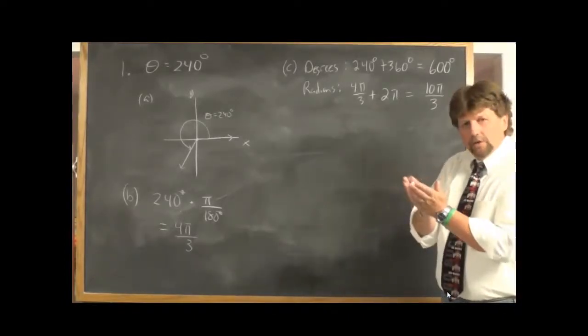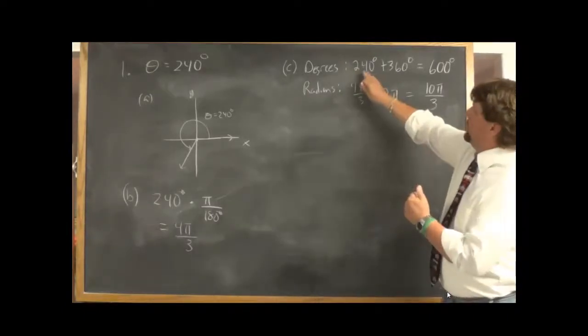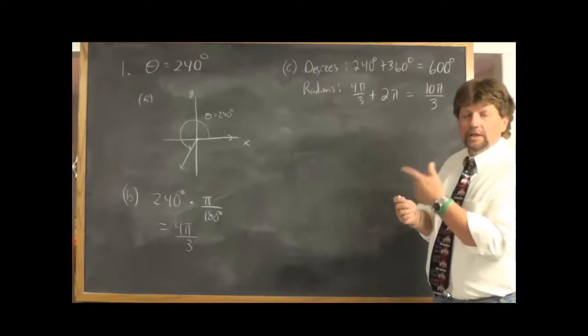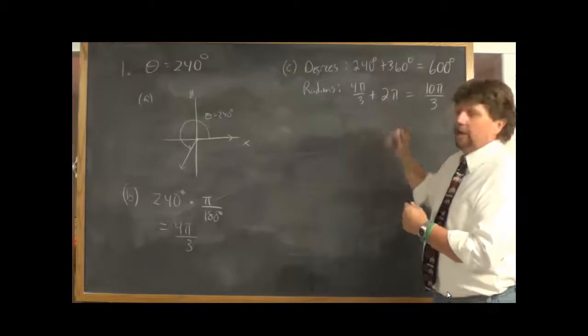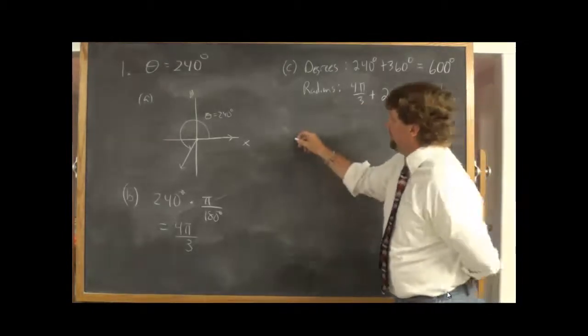Keep in mind, coterminal angles share the same terminal side. And in the degree world, you could just simply add 360 because 360 degrees are in a full circle. In the radian world, you would add 2 pi because 2 pi is a complete circle.